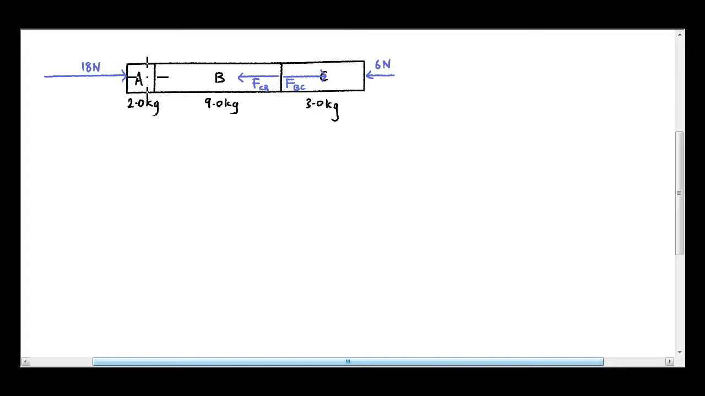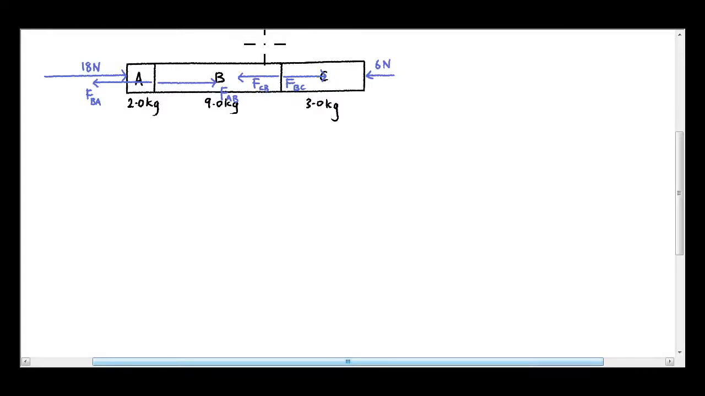Likewise, there's contact between block A and block B. So block A is pushing B rightward with a force FAB, and block B is pushing A leftward with a force FBA. These two pairs of forces are of course action and reaction pairs, and so their magnitudes are exactly the same, just that they are directed in opposite directions.